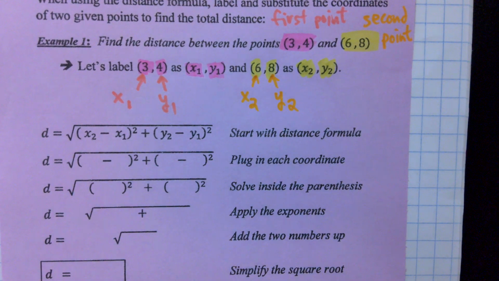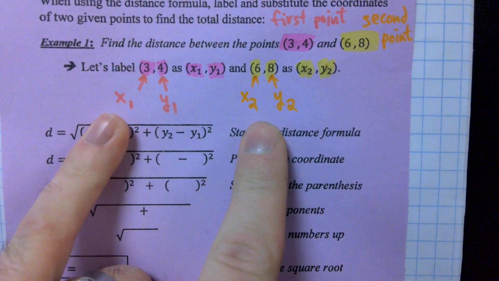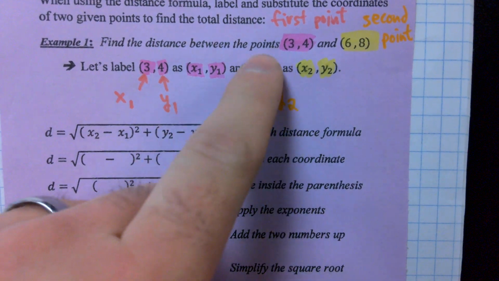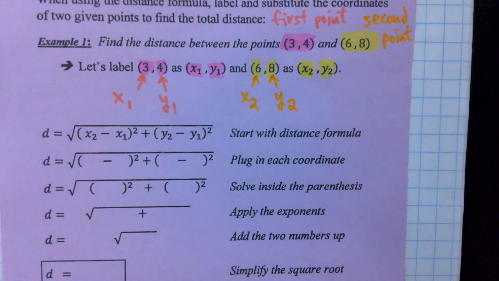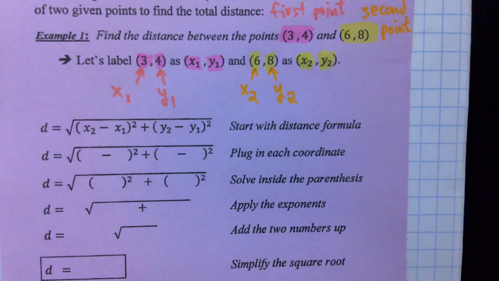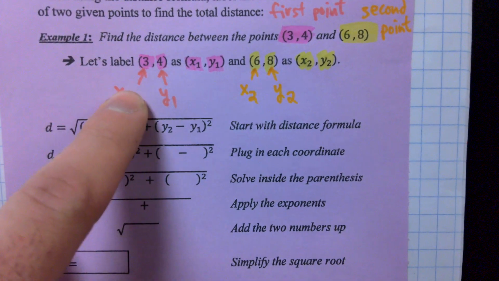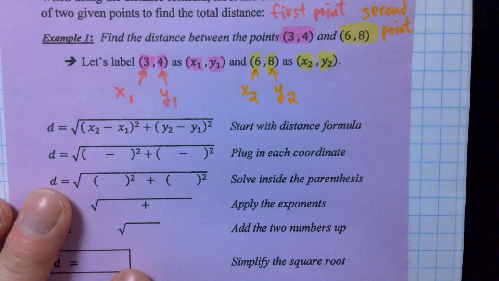So far, so good? Okay, so right now, honestly, one of the hardest parts of this is the labeling. So if that makes sense, great, you're in a good spot. The first point has x1, y1. Second point has x2, y2. So when we go through these problems today, tomorrow, and next week, I'm going to ask what's the first thing that we do. The first thing that we do is label our coordinates.